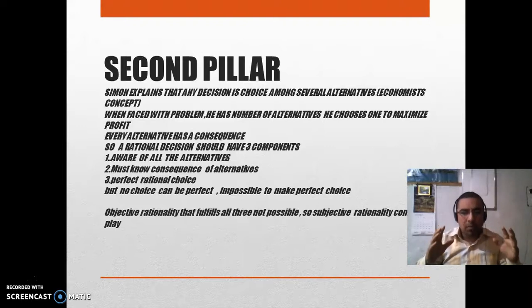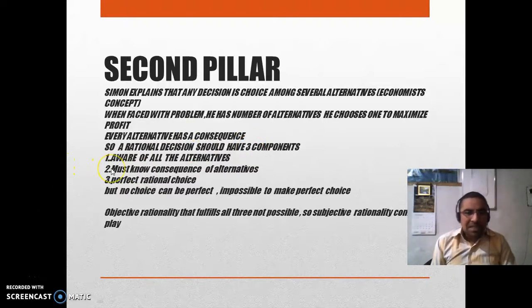If you have a problem, you want to achieve its solution, so you have to choose among alternatives, and every alternative has a consequence. Now what do you do? You analyze all the consequences and finally you take a decision. So here we can say that any rational decision should have three components.